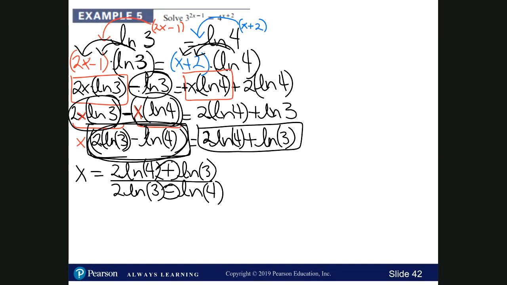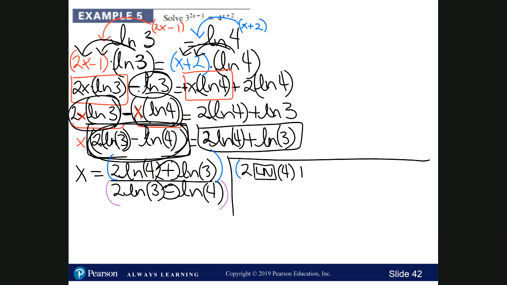And so you actually have to enter all of this on the calculator in this way. We need to enclose the numerator in parentheses, and we also need to enclose the denominator in parentheses. If you don't do that, the calculator will not know what to divide. So this will be parentheses and then 2, and then you enter your natural log key, you enter 4, and then plus natural log again, and then 3. And then you close your parentheses to enclose the numerator.